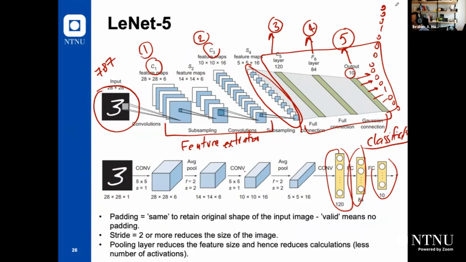If it is 1, it should be 0, 1, the rest will be zeros. If this number is 0, for example, it will be 1, and the rest will be zeros. So it should be something like this one.